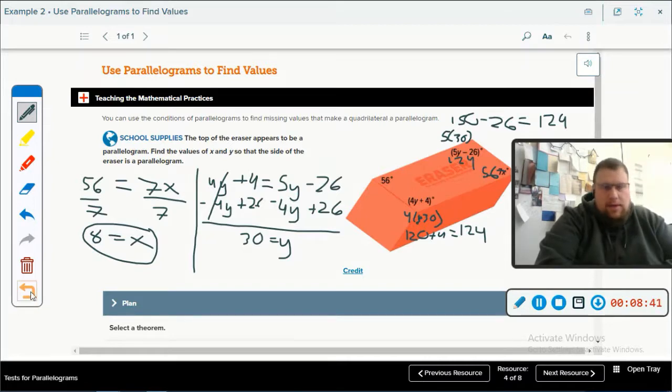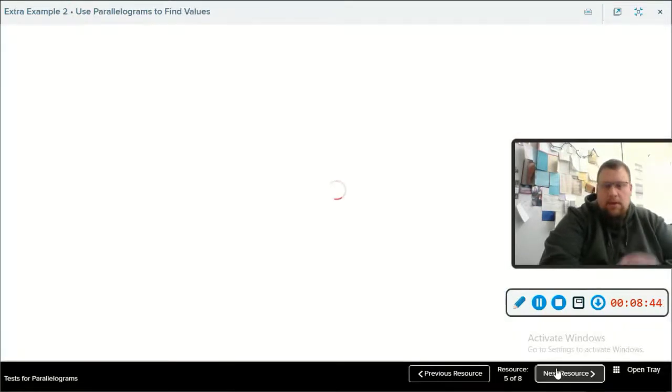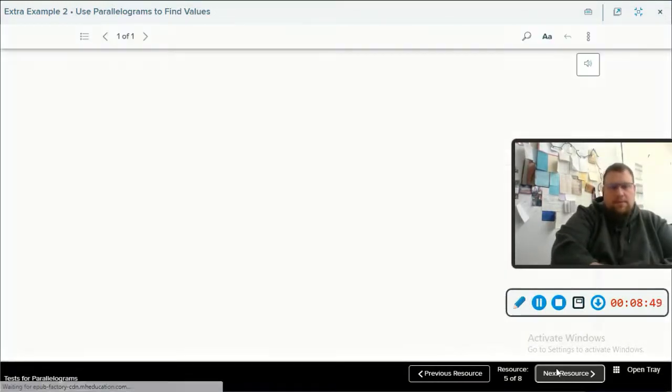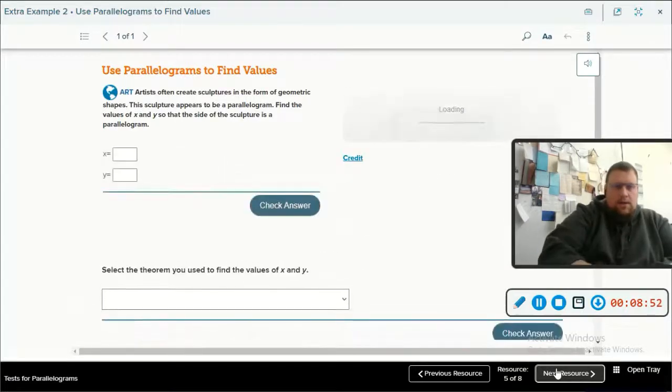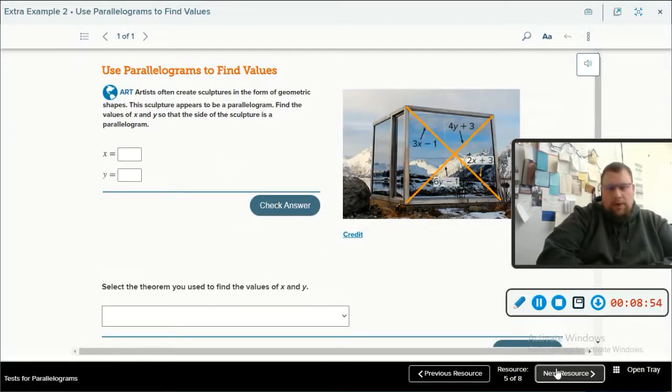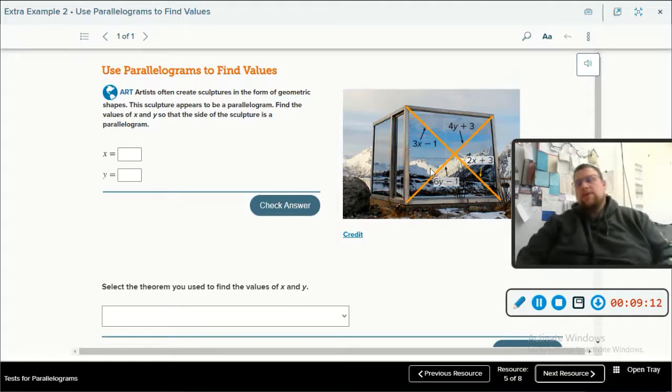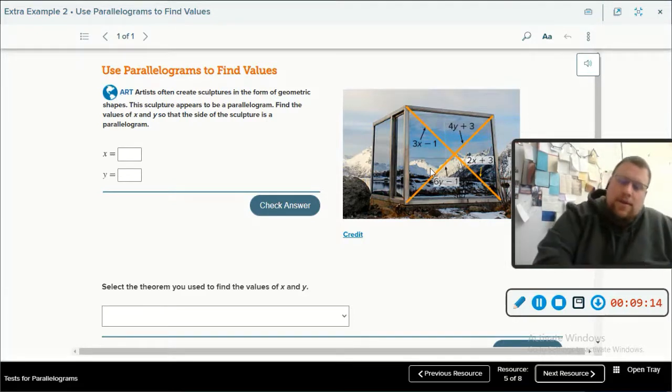Okay, let's do this. Pause if you need to. Let's go. Artists often create sculptures in the form of geometric shapes. This sculpture appears to be a parallelogram. Find the values of x and y so that the sides of the sculpture is a parallelogram. Well, if it's a parallelogram, what do we know? We know that each of the diagonals should bisect each other. So because of that, if I set each side of a diagonal equal to itself, I'm going to force this into a situation where the x and the y create a parallelogram.